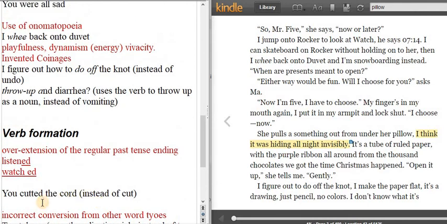Now, that's the regular rule for English, but not all verbs follow that rule. And the verb to cut is one of them.